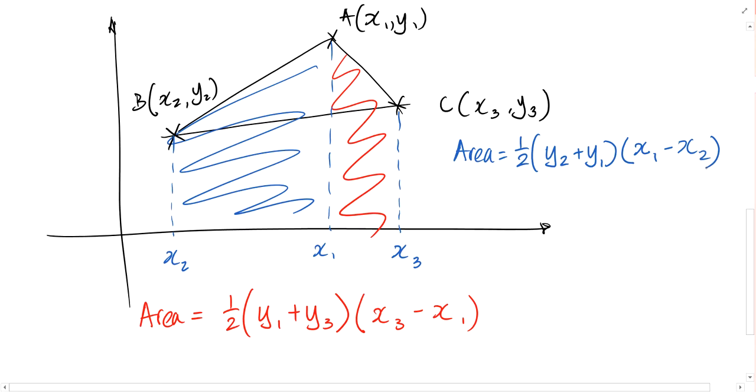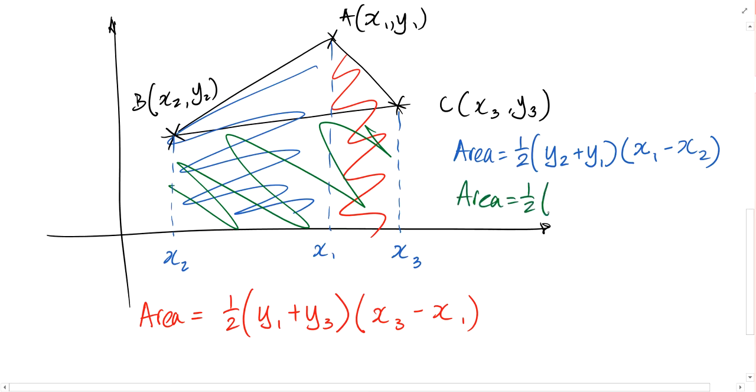Okay, now that we have these two, we are going to add them up, right? Then I want to subtract something else. What do I subtract? B to x2. Let's have this green color part. So area equals to half times y2 plus y3 times x3 minus x2. Okay, so area of triangle is red plus blue minus green. Am I right? Red plus blue minus green.